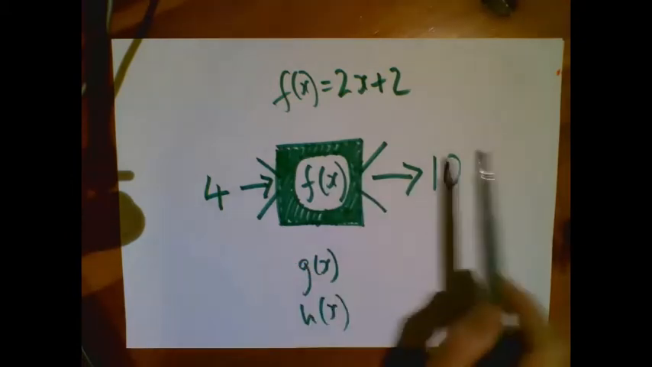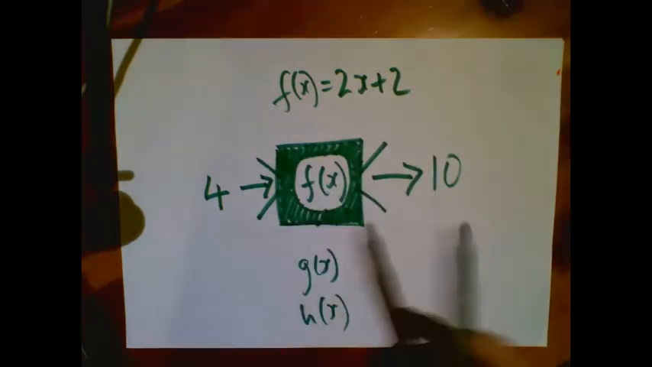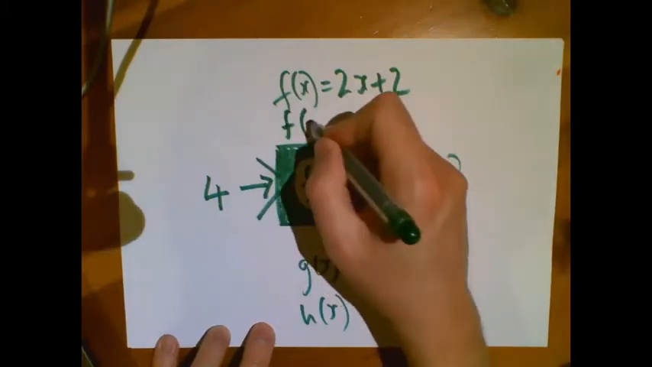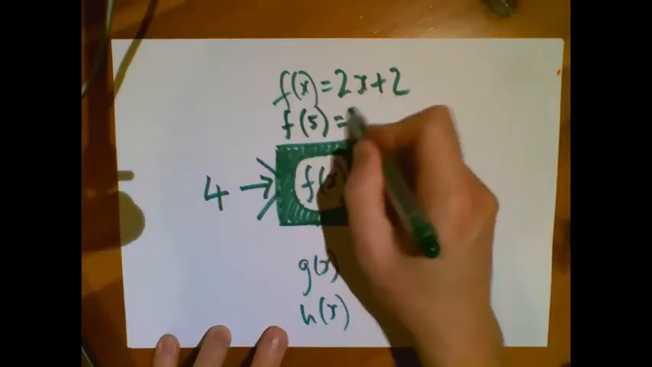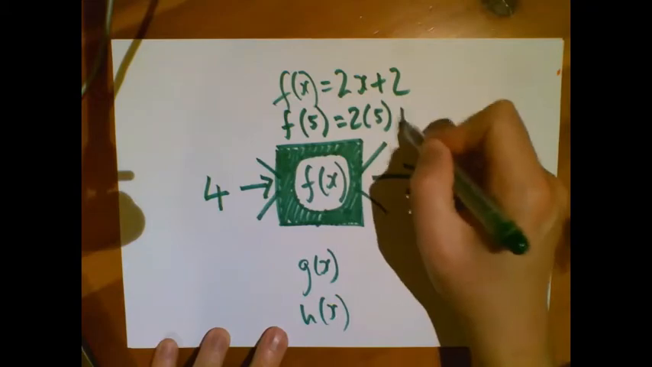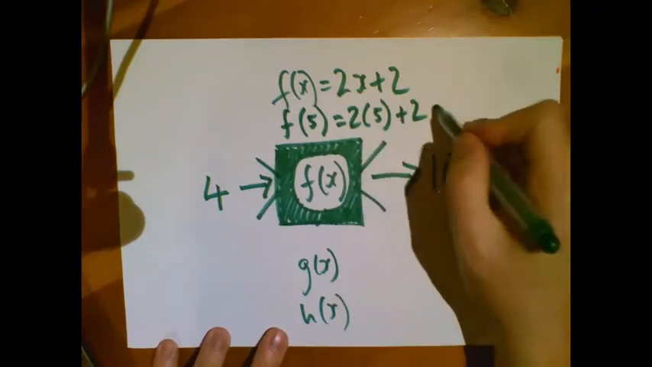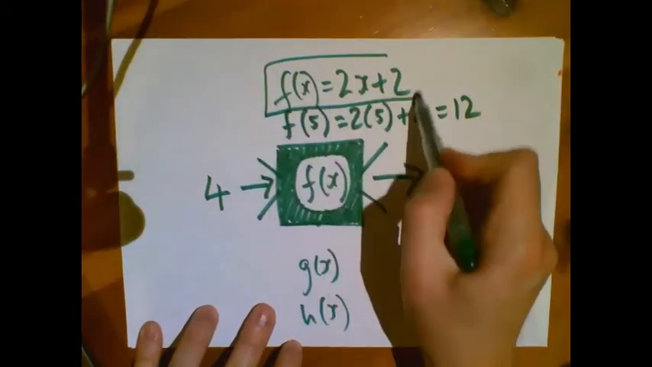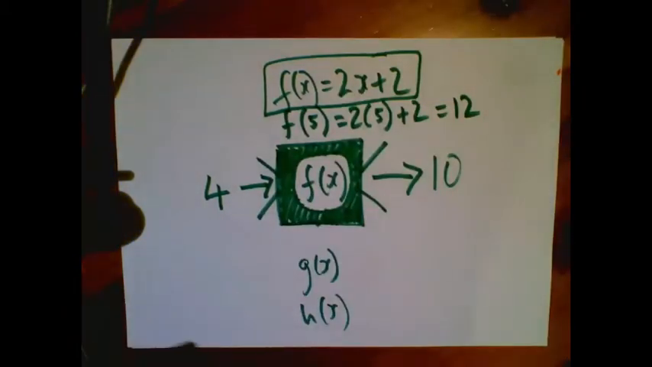And if I was to put a different number into this machine, I would get a different solution. If I put in, let's say I put in 5, I would have 2 times 5 plus an extra 2, which would give me 12. So a function is defined with a little formula, something like this. And these are exactly the sort of things we were differentiating a few weeks back.